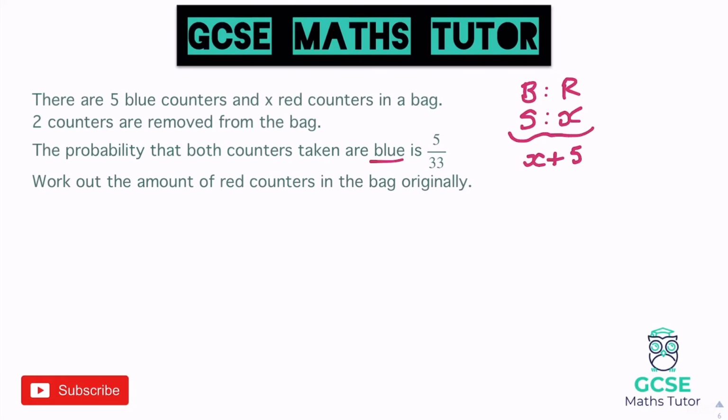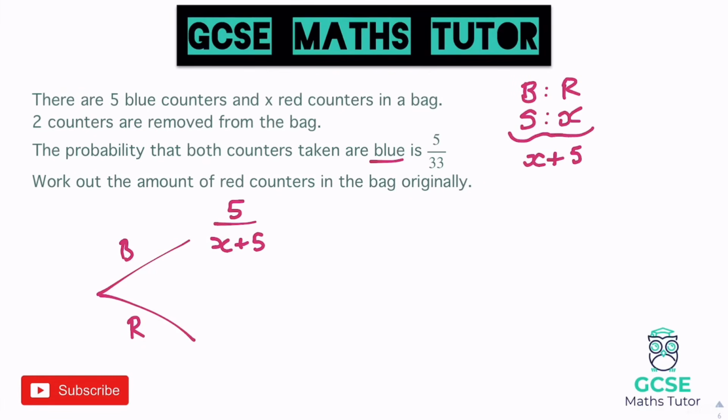Work out the amount of red counters in the bag originally. So again, if we construct a tree here, we've got blue and red, blue to red. I'm not even going to worry about filling in the red one this time, I'm just going to go for the blue. So blue, there are 5 counters, and our total that we've worked out there is x plus 5.